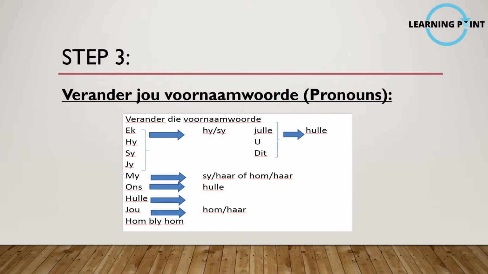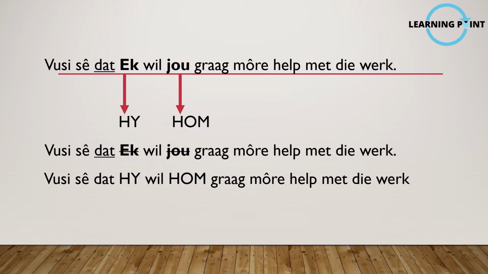Then, step 3 is change your pronouns. So if I look at the table I have in front of me, this is a table we use to know exactly how to change the pronouns. So if I look on the left-hand side, the ek, hy, sy, jy, my, ons, hulle, jou, hom, then those are the words I have in my sentence. So this would be in your direct speech sentence. I have to change them into the words that are on my right-hand side. So now let's look at the example sentence. Vusi sê dat ek wil jou graag môre help met die werk.